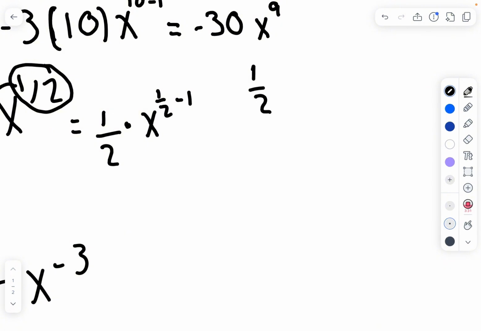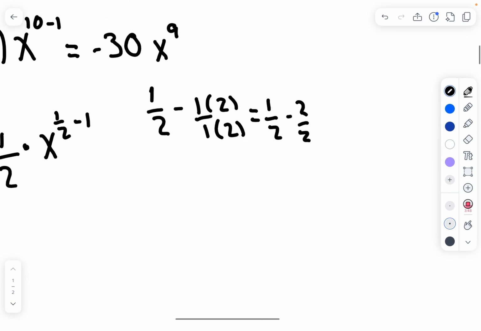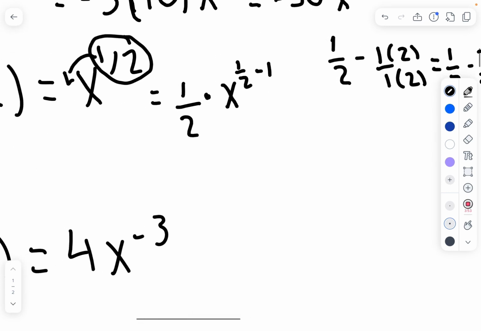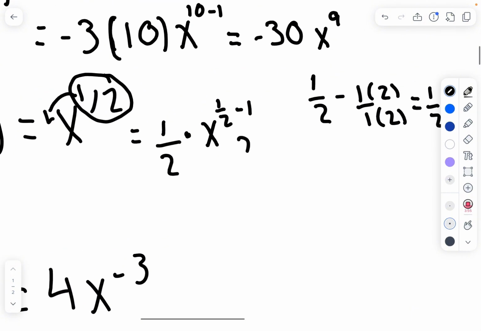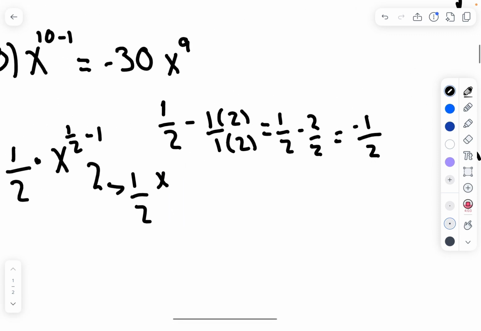Let's do that calculation over here. We have 1 over 2, or 1/2, minus 1. We have to get common denominators, so we have minus 1 over 1. The common denominator would be 2, so we multiply both top and bottom by 2, and then we get 1 over 2 minus 2 over 2. 1 minus 2 gives me negative 1 over a denominator of 2. Now I can go back here and write my answer. We have 1 over 2 times x to the power of negative 1/2.